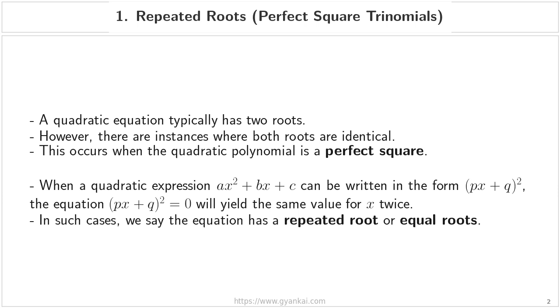Now that we've established that we aren't just looking at simple integers and distinct roots anymore, let's dive into our first special case, repeated roots, which we often see in what are called perfect square trinomials.